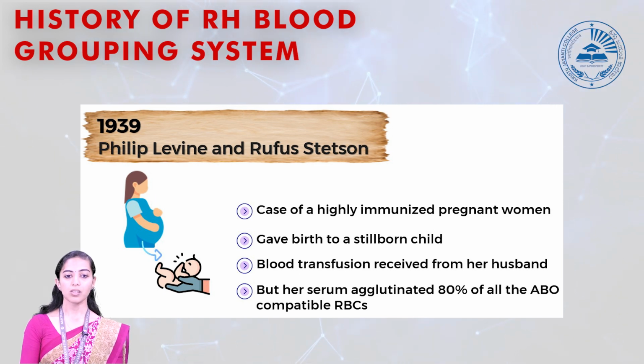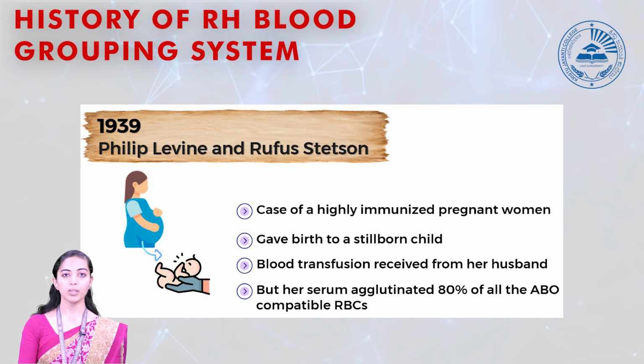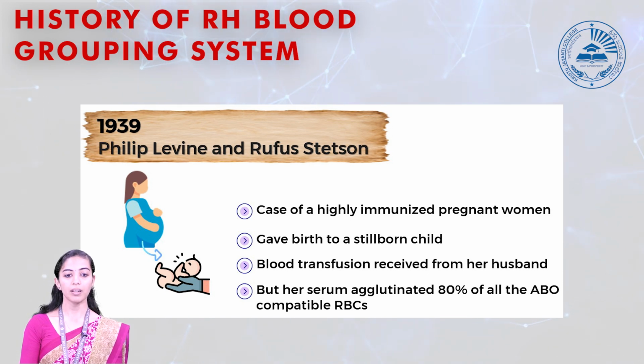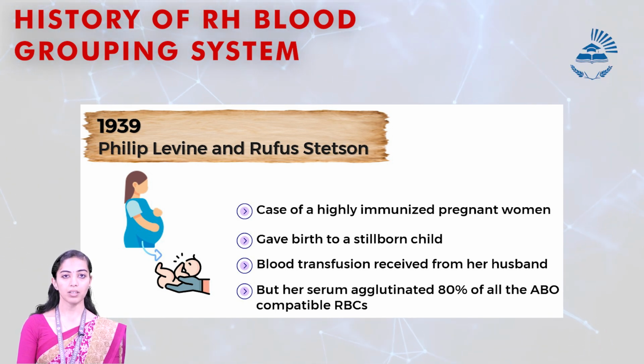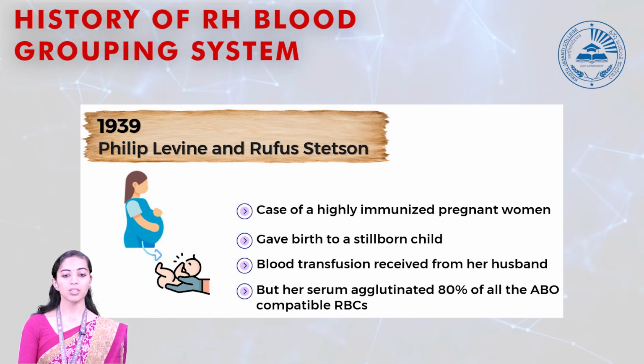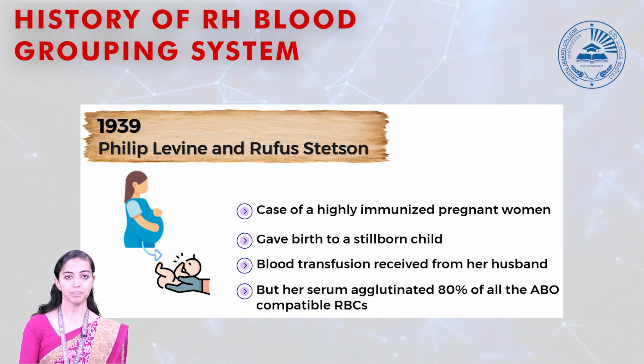Due to this stillborn delivery, she lost a lot of blood, which was replaced by giving her a transfusion from her husband. But later, it was seen that the serum of the pregnant woman agglutinated almost 80% of all the RBCs present in the blood group system. So they came to know that there is something called ABO compatibility while transfusing blood.